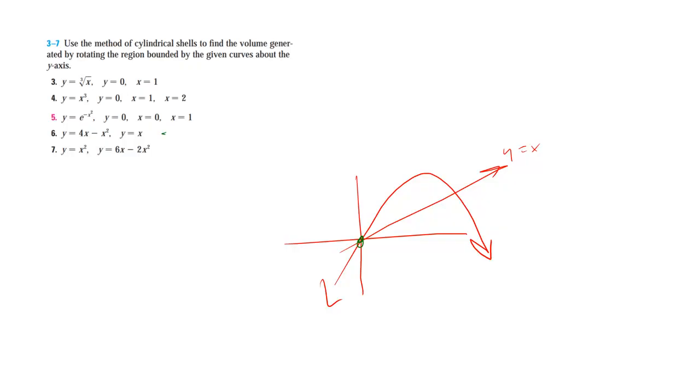I'll have to put them together to find out the other intersecting value. So 4x minus x squared is equal to x. So we bring it over. So this would be 3, it looks like, because 3x minus x squared is equal to 0. x times 3 minus x equals 0. So yes, 0 and 3.